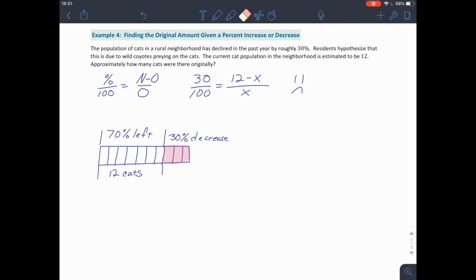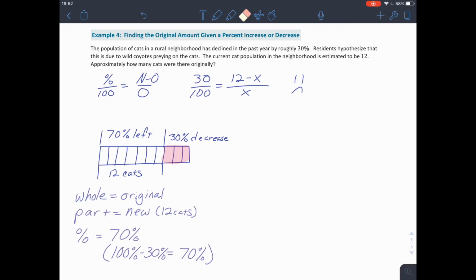So I have a tape diagram here showing the entire tape diagram is our 100% that represents our original number of cats, because that 100 and the original are both in our denominators there. They go together. And I know it decreased by 30%. So if it decreased by 30%, that means there has to be 70% left. And I know that that 70% is 12 cats.